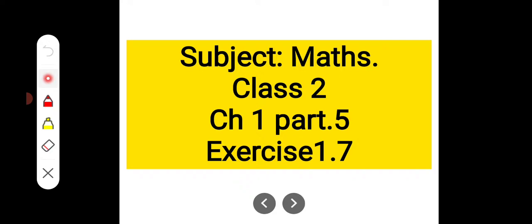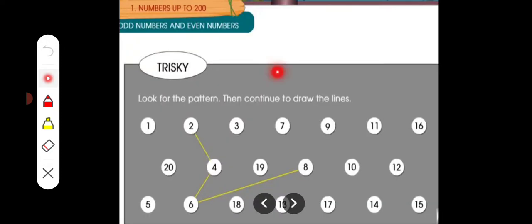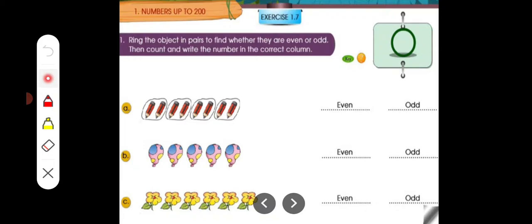Before that, you already know from your previous video that you have watched ascending order and descending order. You learned what is ascending order and what is descending order. This project I give you to make as homework. Now we shall move on. Next, we have exercise number 1.7.